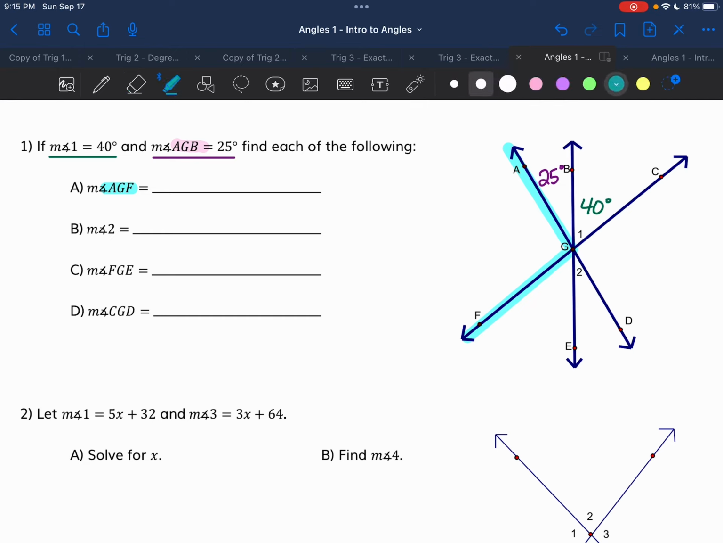Because as you see here, I've got a bunch of different straight lines all cutting through this middle point, all of them intersecting at point G. Right now, I know two angles. I'm looking for a third angle here, and those three angles together are all formed by this straight line here.